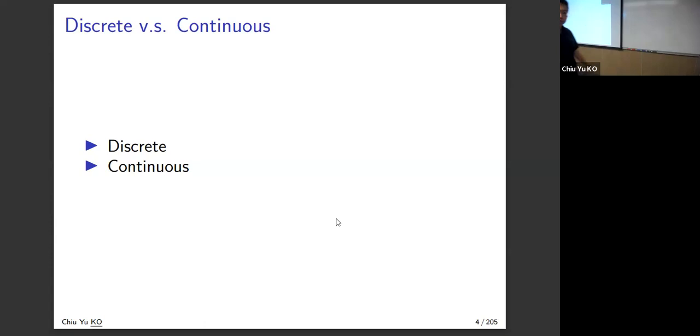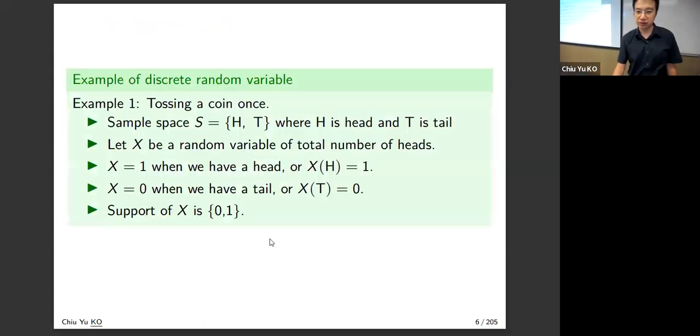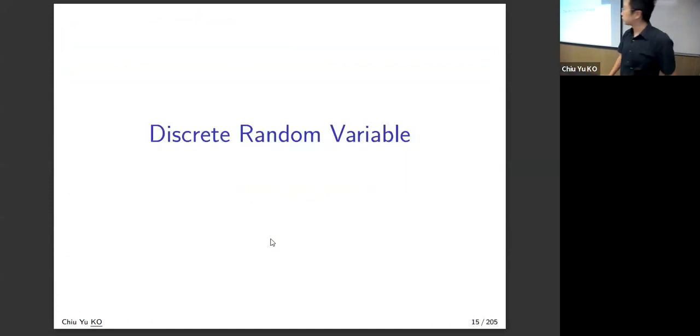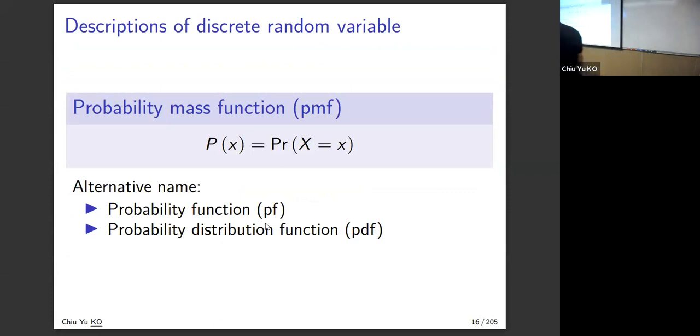I'm not going to do a detailed review, but I'll focus on the main things. For the discrete random variable, which essentially focuses on, usually you can imagine, natural numbers 1, 2, 3, 4, 5 and 0.